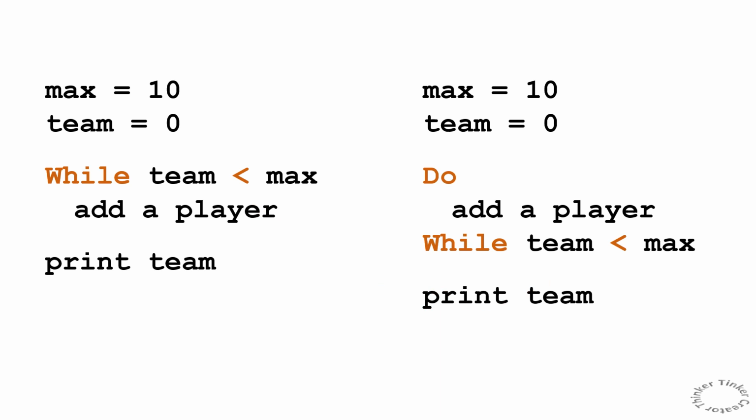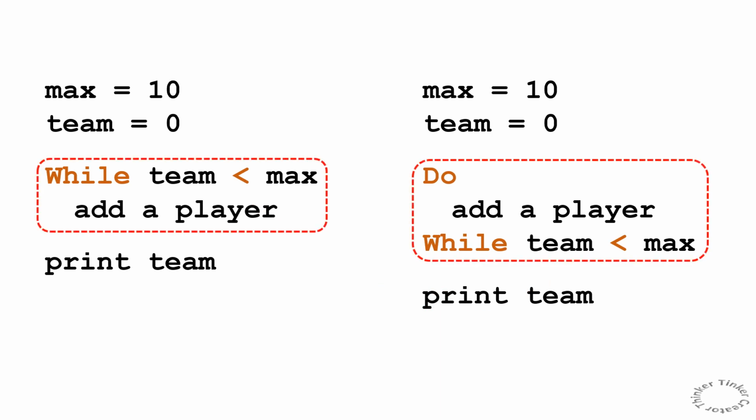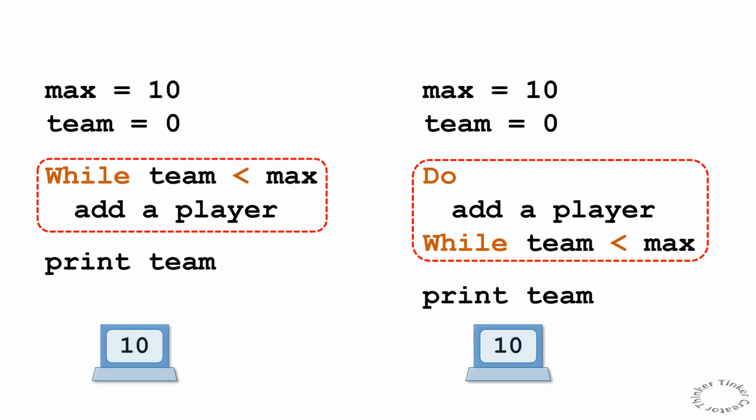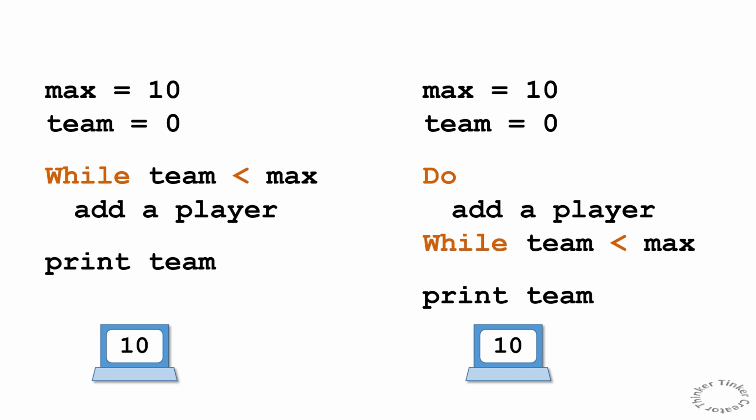Let's compare the two loops. The left uses the while loop. The right uses the do-while loop. As written, both programs add 10 players. Suppose we have 10 players already. With this change, the outcome of the two programs is different. This is because the while loop checks the condition first before taking any action, and the do-while loop runs its action first before checking the condition.